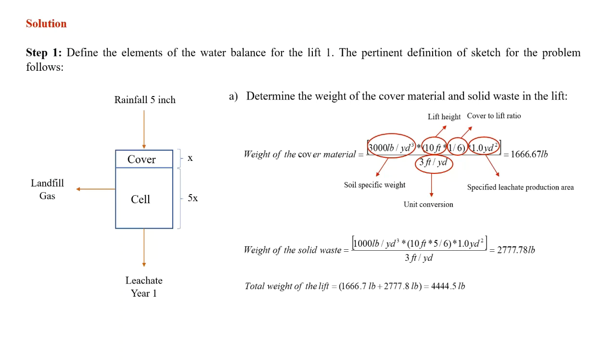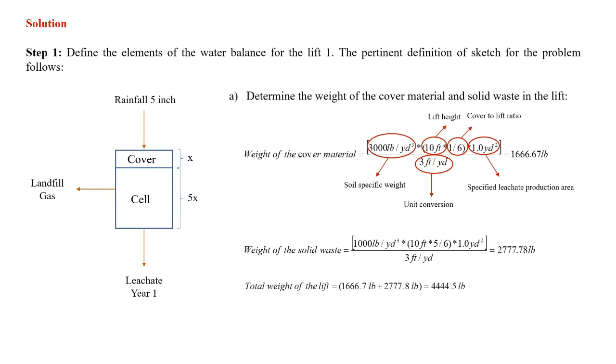And here, to find the height of cover material, we can use the cover to lift ratio information given in the question. And according to this ratio, we can say that if the height of cover is equal to x, the overall height will be 6x. So the remaining, or 5x, belongs to the height of cell or the solid waste. And also the number of 3 in this equation comes from the unit conversion to feet from yard.